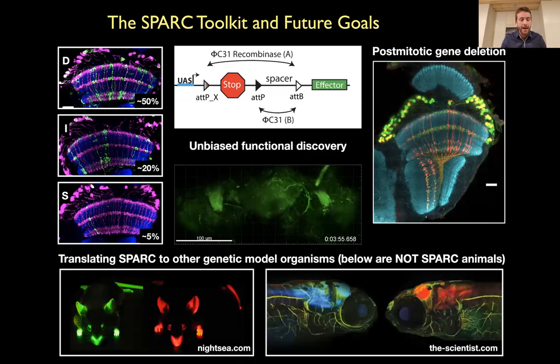Now, I've already started designing a way to translate this toolkit into other genetic model organisms, including mice and zebrafish. And to be clear, these images on the bottom aren't SPARC mice or zebrafish. They're just transgenic mice or zebrafish. But I think SPARC would enable us to do powerful experiments looking at individual neurons in subpopulations of neurons in these vertebrates in particular. And so that's something I'm currently working on.